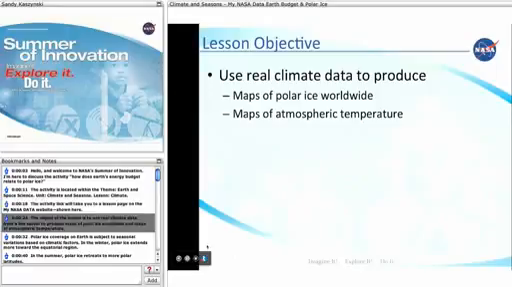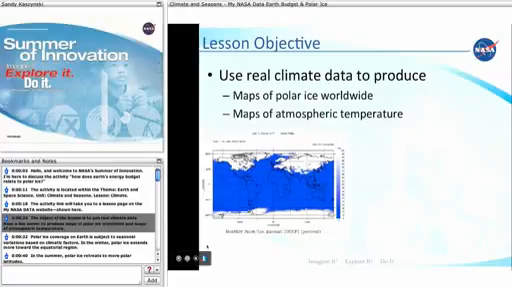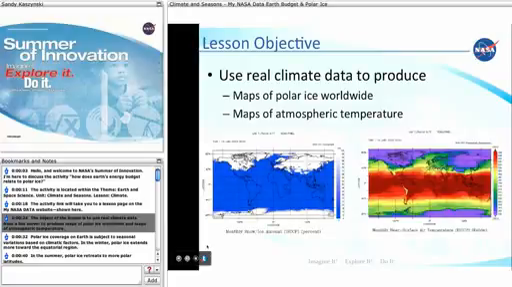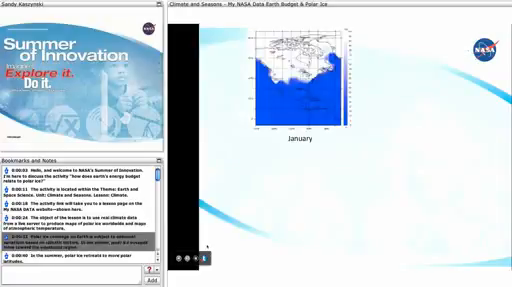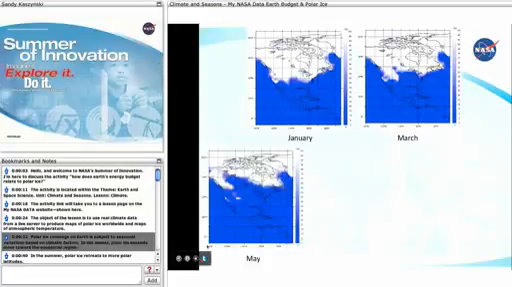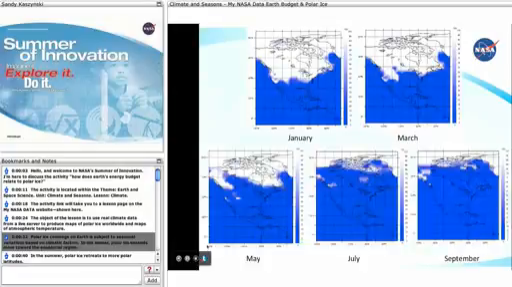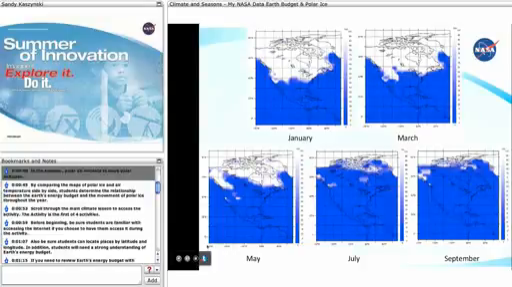The object of the lesson is to use real climate data from a live server to produce maps of polar ice worldwide and maps of atmospheric temperature. Polar ice coverage on Earth is subject to seasonal variations based on climatic factors. In the winter, polar ice extends more toward the equatorial region. In the summer, polar ice retreats to more polar latitudes.